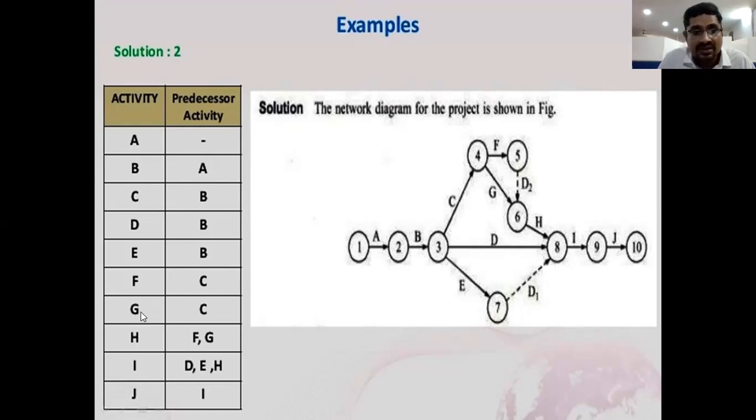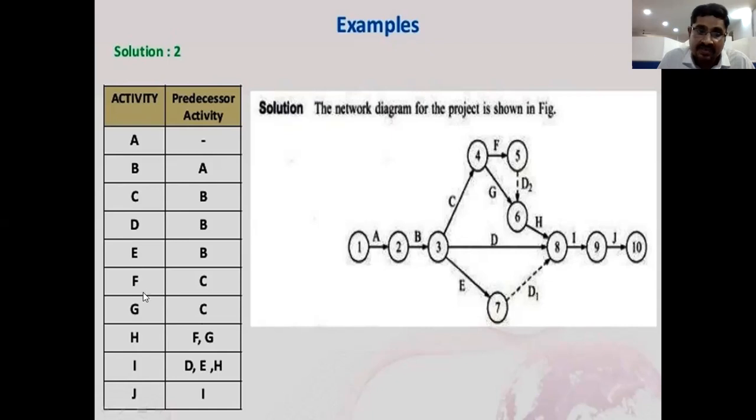Next we need to draw the G activity, right? G also came from C. After completion of C, we will perform the G activity. So look here, this is the C activity, then G. G came from C. This point is G. So G also came from C.